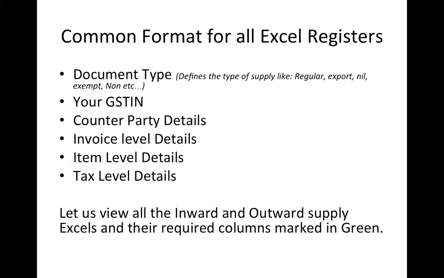The next few columns are invoice level details, where the invoice number, invoice date, the place of supply, and a few other details for various other types of supplies. Like if you're doing exports outside the country, you'll have to put in details like shipping bill number, shipping bill date, shipping bill port. If you're doing a credit note or a debit note, you'll have to provide details like the original invoice number, original invoice date, and other details like the type of document for the original invoice.